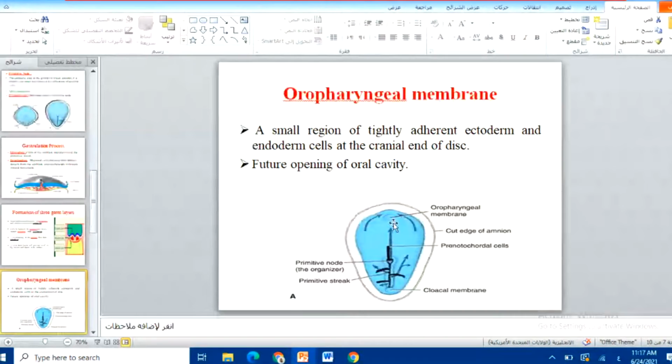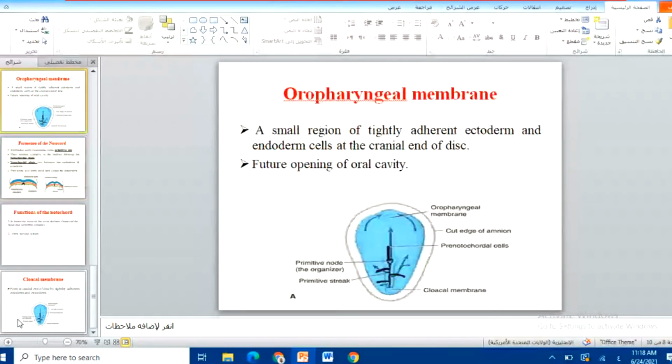So right here, the important thing that you need to know is the origin, from which layers it is formed, ectoderm and endoderm, plus the location of this oropharyngeal membrane. As you know, it's in the cranial end, and this will be in the future the oral cavity. This figure is also important. I may bring this picture and ask what this is, so you answer oropharyngeal membrane, one of the choices.